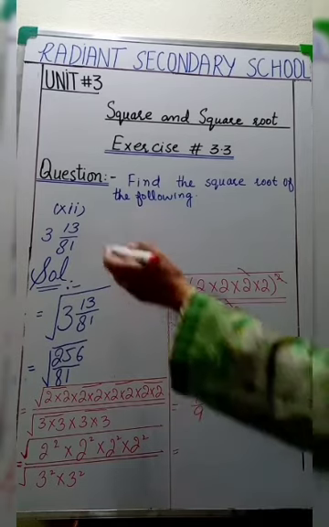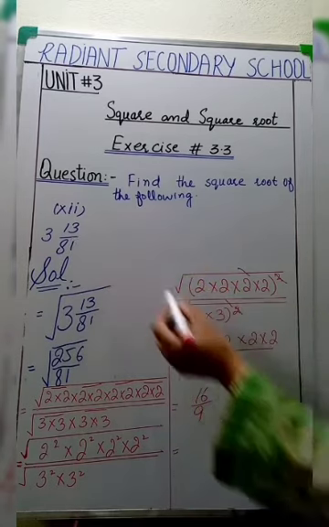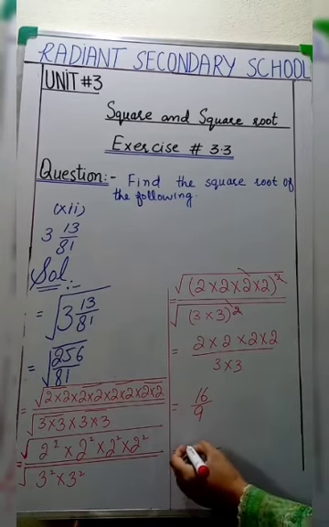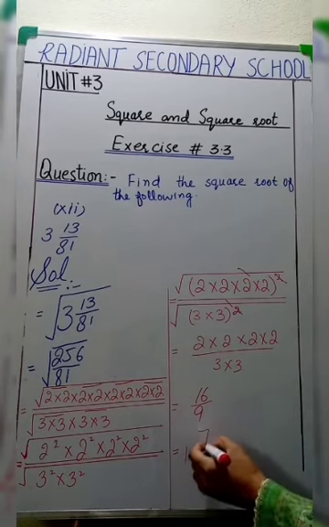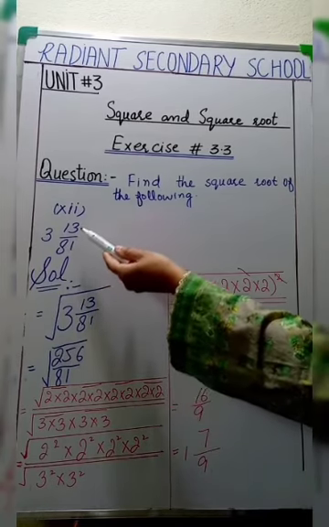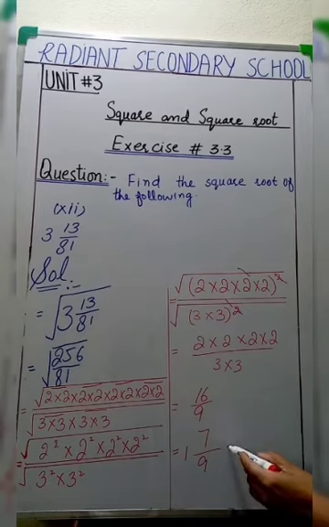Now because the fraction given was the mixed fraction, that's why I have to convert the answer into the mixed fraction. So 9 ones are 9 plus 7, that will become 16 over 9. So the square root of 3 whole number 13 by 81 is 1 whole number 7 by 9.